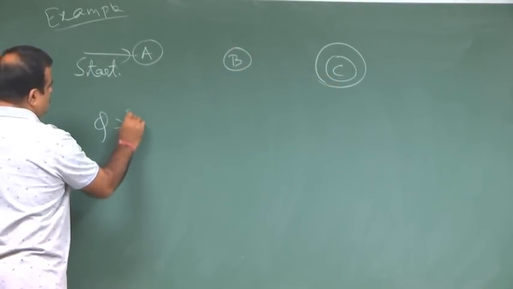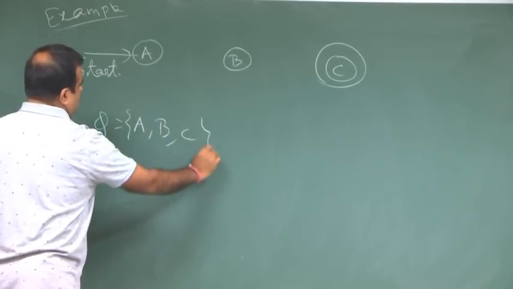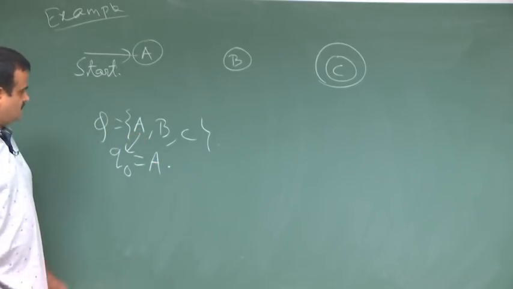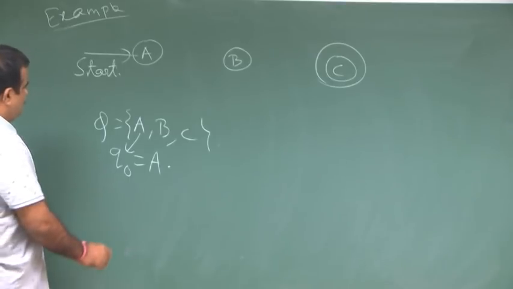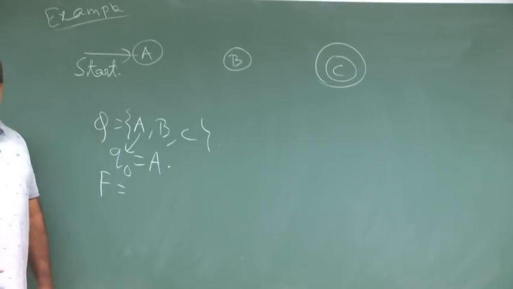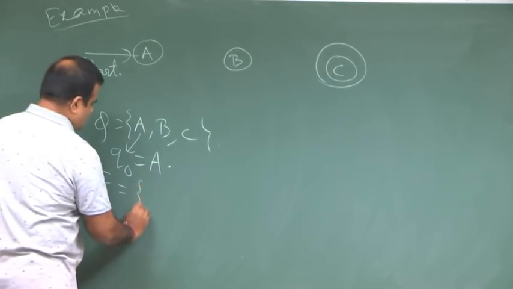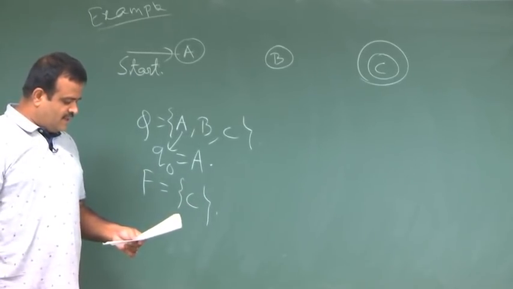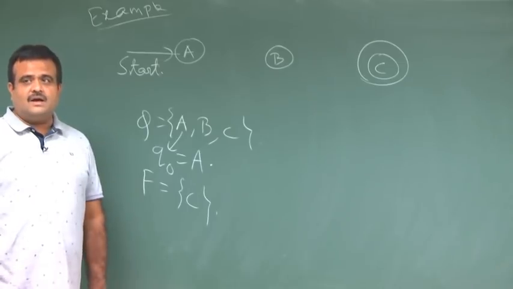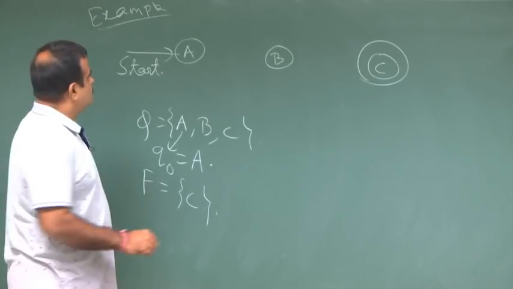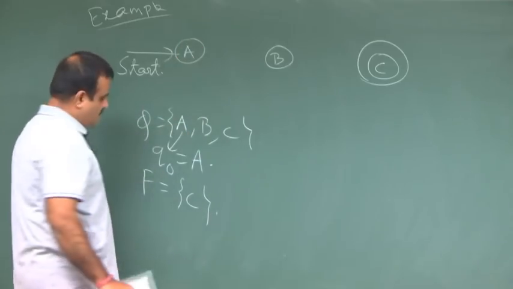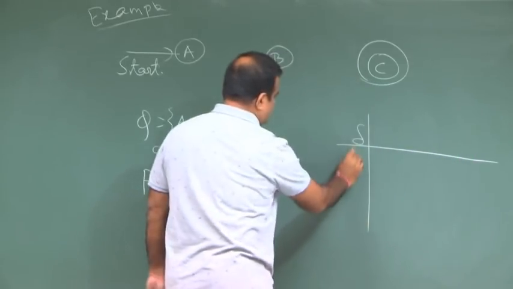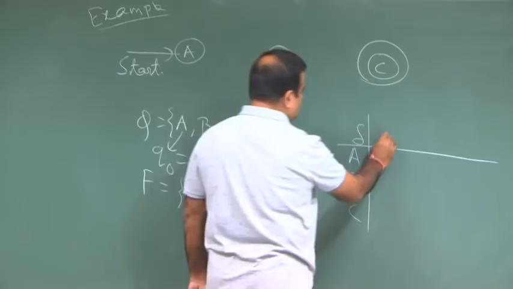So, what is Q? Q is A, B, C, and q0 is A. This is our q0 starting state. And what is F? The accepted state or the final state is C. It could be many, but here in this example we have one. Now we need to define the rule, the delta. Suppose we are at this state. So, let us define delta. These are the states A, B, C, and there are two possible inputs, 0 and 1.